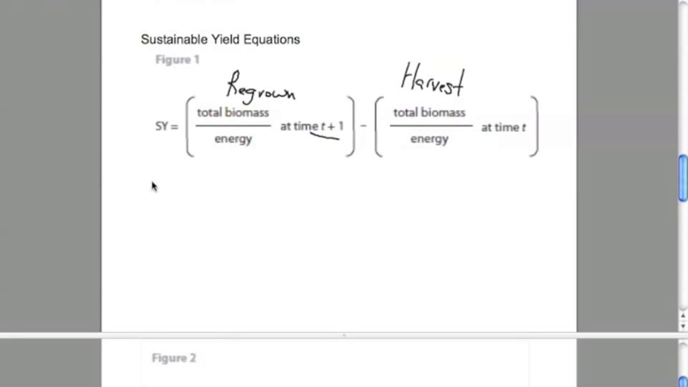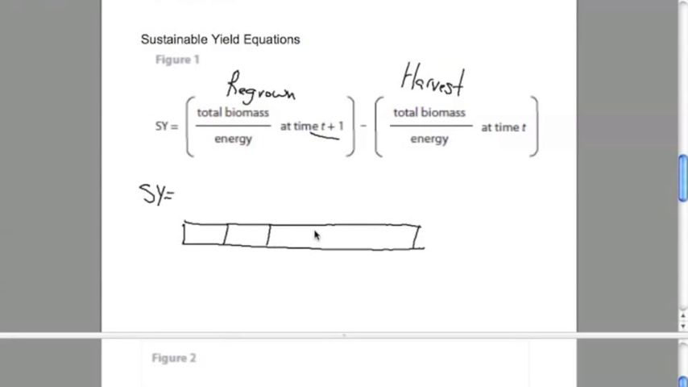So let's look at a quick example of something maybe that could be harvested. To determine the sustainable yield of a place, let's say you have a tract of land, and on that land you have about 1,000 trees. Okay, so let's make this easy. Let's divide it up into a couple of sections, and each of these sections is going to represent 200 trees. Okay, so 200 trees in each section.